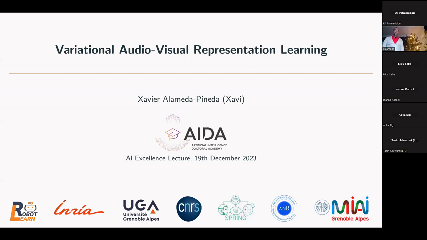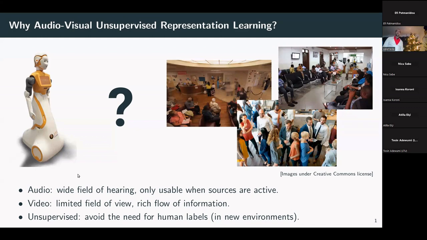In the team, we are interested in developing machine learning models, methods, and algorithms that would allow an embodied agent, a robot, to navigate, in the broad sense, in such social environments, or environments populated with humans. For this, we are mainly using audio and video because the sensors are, of course, quite mature. And they capture most of the cues that we humans use to communicate and to interact.